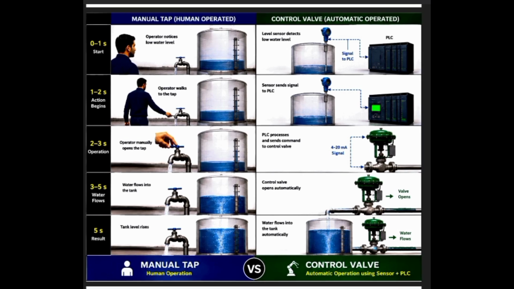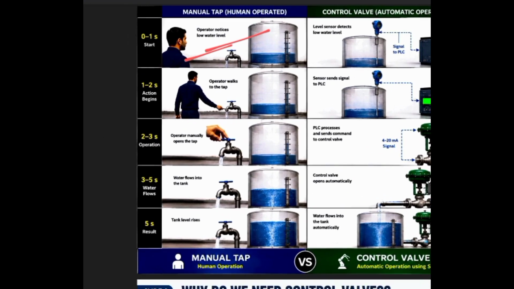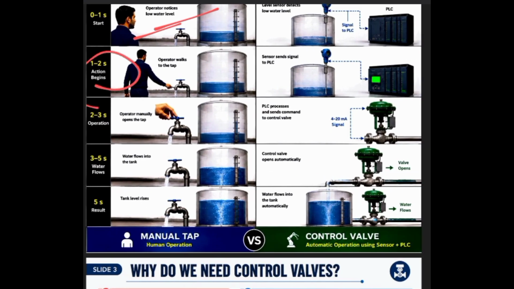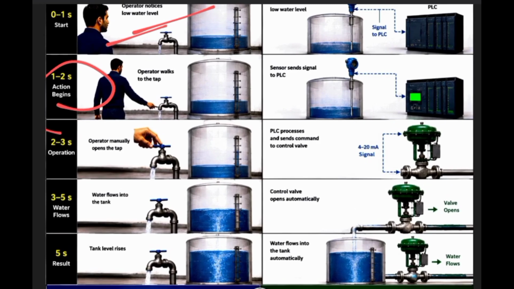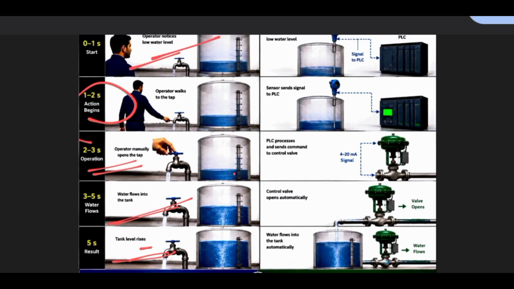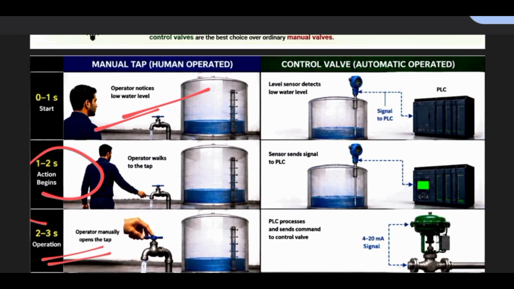Let's go through an example. Here a tank is operated both manually and with a control valve. A man observes that the tank has a very low water level. Then he turns on the tap. After that the tap is operated manually, water flows to the tank and the tank level rises.